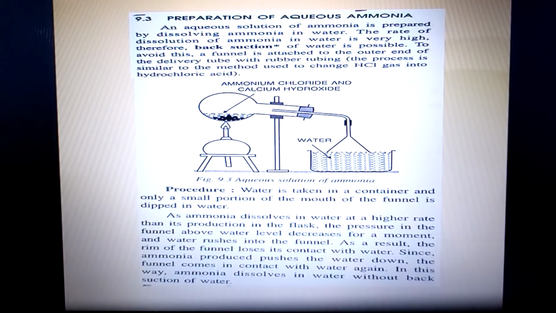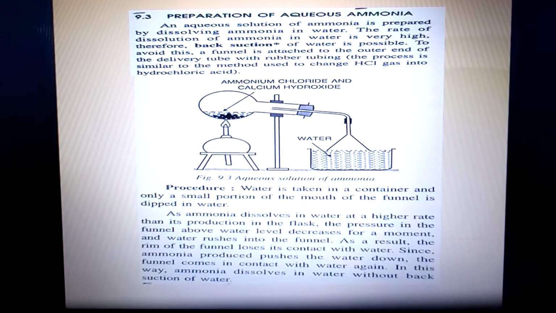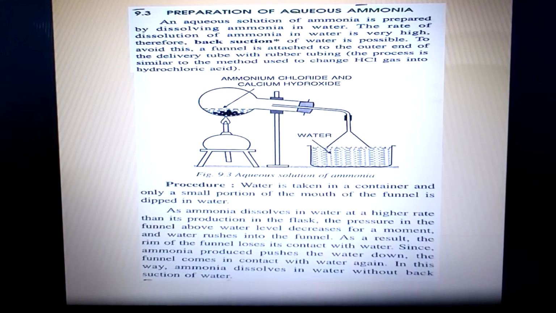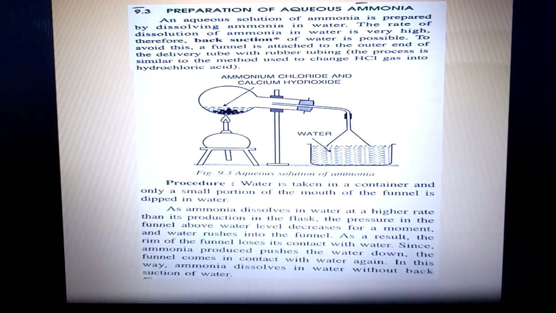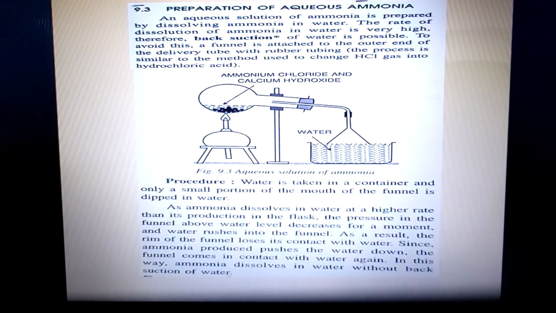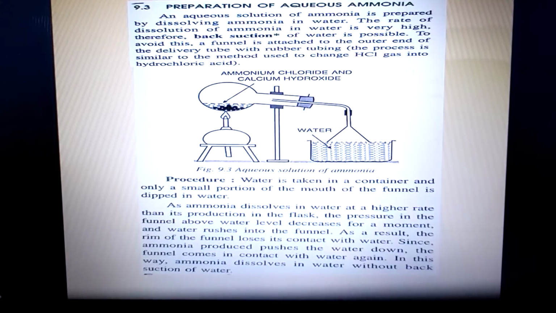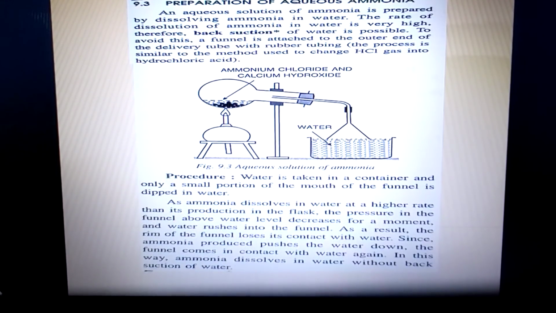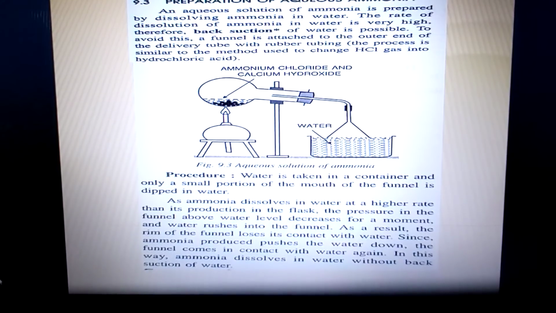So, the question that can be asked from this slide is why is a funnel arrangement used to dissolve ammonia gas in water to make ammonium hydroxide, that is aqueous ammonia. The answer would be the same: to prevent back suction, and the funnel provides a larger surface area.